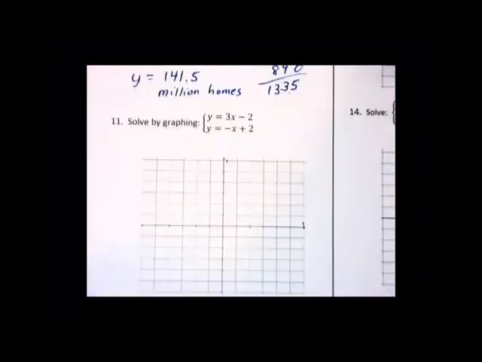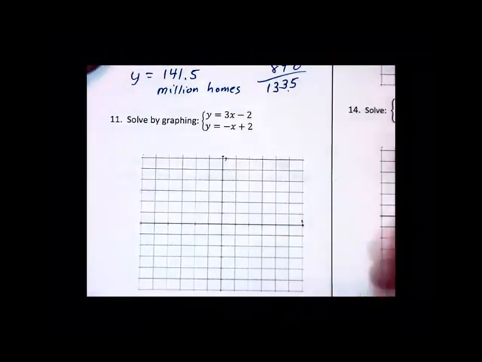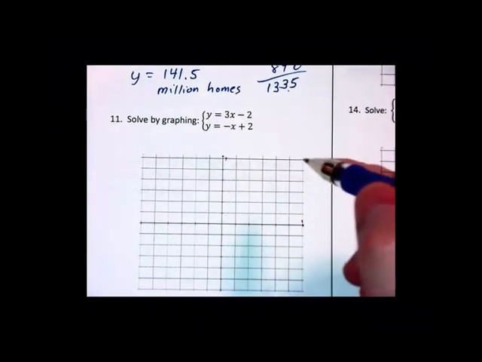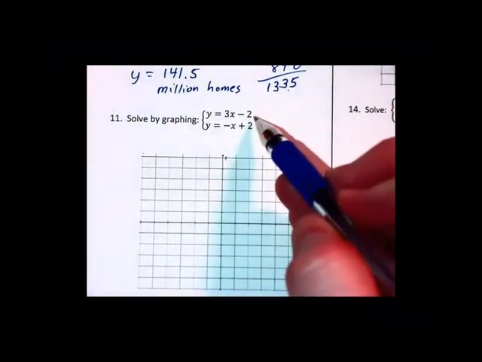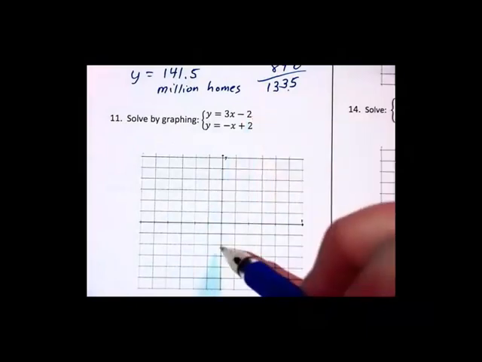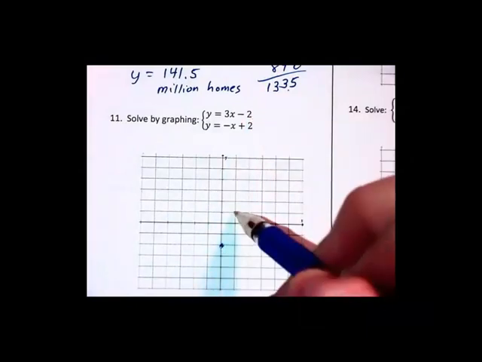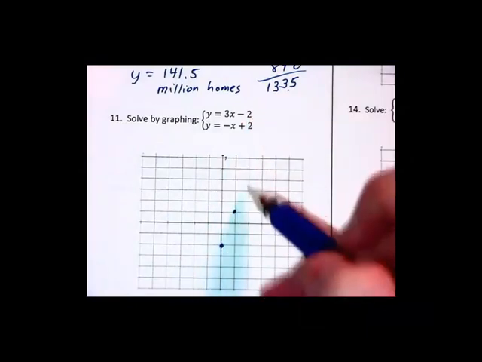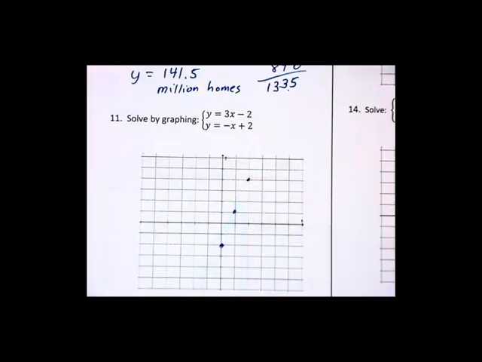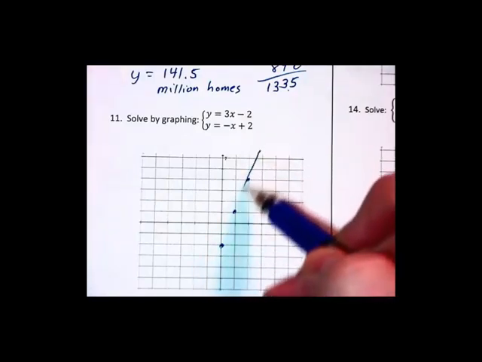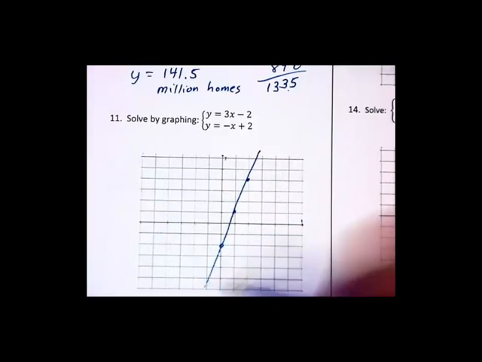Okay, we now have a problem where we want to solve by graphing. Both of these are in slope-intercept form, so they're pretty much ready for us to graph. The first equation has a y-intercept of -2 and a slope of 3, which tells us to rise 3 and run 1. And I'm going to rise 3 and run 1 yet again. And this is going to be my diagonal line there.